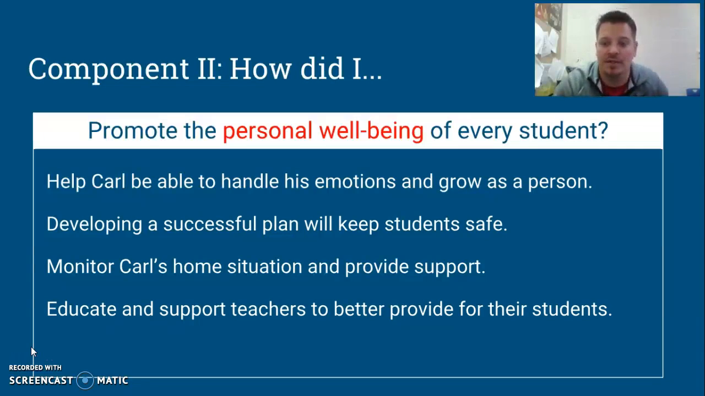it would help ensure that his well-being is improving. And then the last one is educating and supporting teachers to better provide for their students, checking on Mrs. Taylor's well-being and Susan Green's well-being and how they are emotionally, and where their mind's at in the situation, also could help all the students' well-being and how they're feeling.